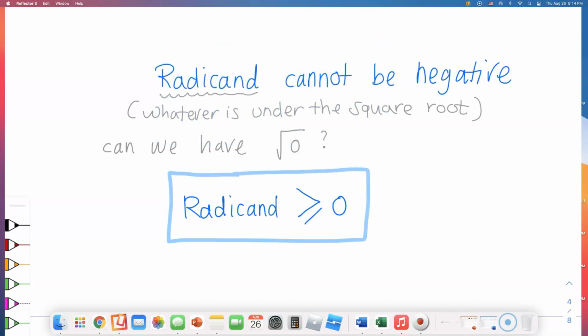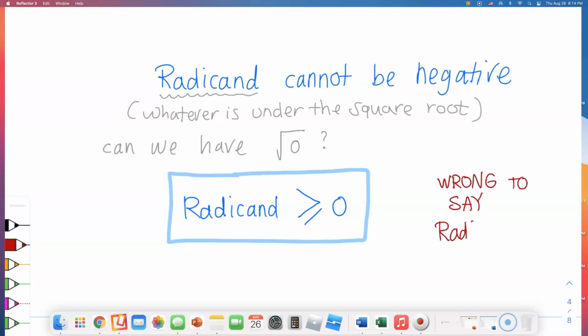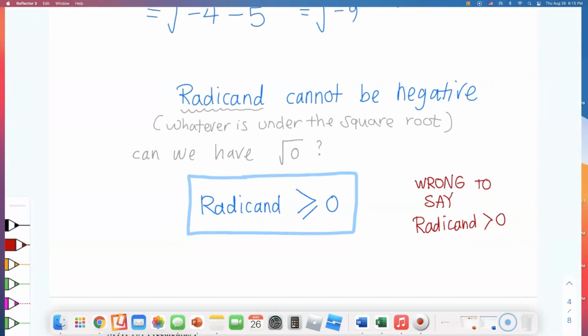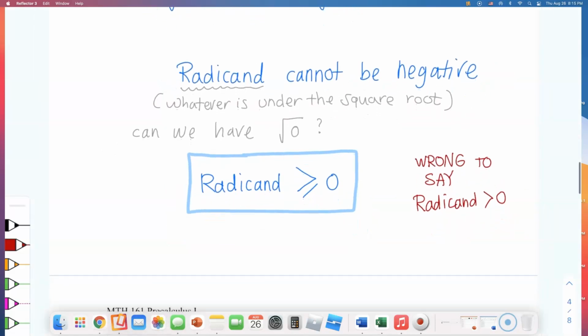And the incorrect, let me go ahead and write down the wrong one. This is wrong to say radicand is greater than 0, because we just saw that it can actually be equal to 0. So when you are writing your restrictions for these square root functions, I want you to make sure that you use the correct symbol. Say that the radicand is greater than or equal to 0.